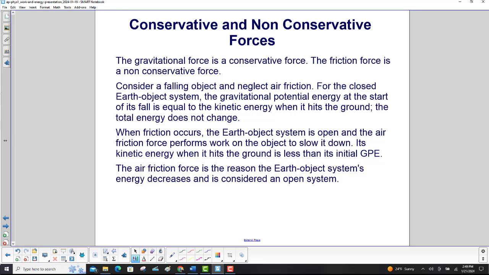Consider a falling object and neglect air friction. For the closed Earth-object system, the gravitational potential energy at the start of its fall is equal to the kinetic energy when it hits the ground. The total energy does not change. When friction occurs, the Earth-object system is open, and the air friction force performs work on the object to slow it down. Its kinetic energy when it hits the ground is less than its initial GPE. The air friction force is the reason the Earth-object system's energy decreases and is considered an open system.